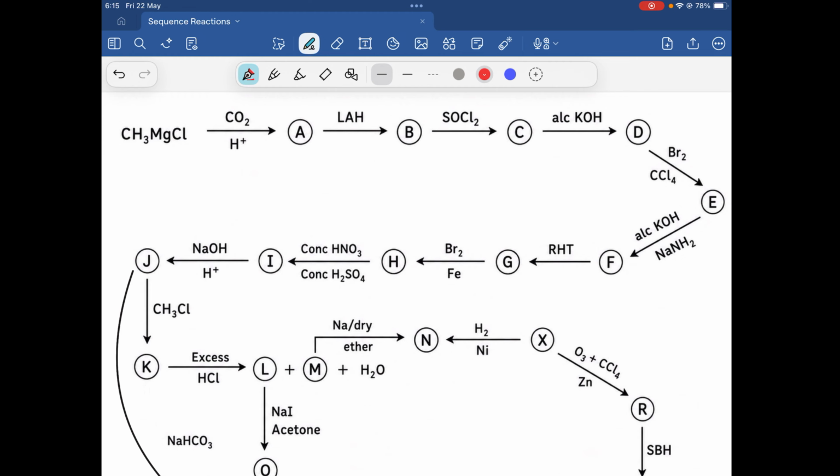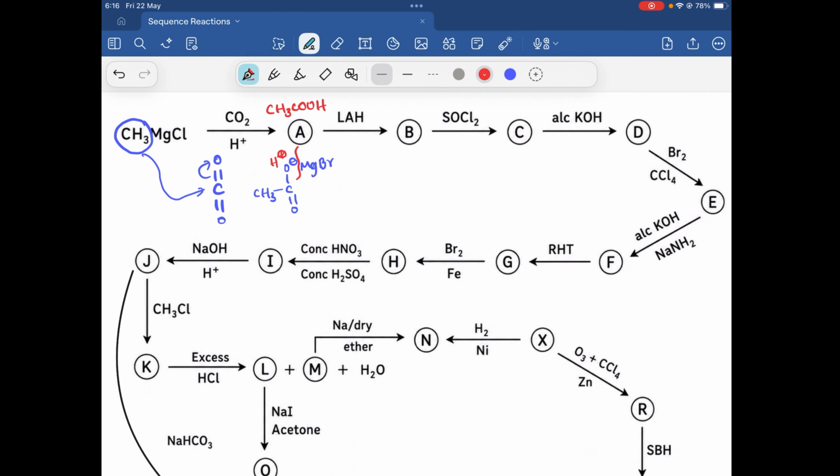Firstly we have CH3MgCl, which is methyl magnesium chloride, reacting with carbon dioxide in the presence of acid. So here you can do like this. The CH3 group, if I take carbon dioxide like this, the methyl group will attack this carbon, one of the bonds will break, so we'll get CH3 C double bond O minus, and this MgCl is bonded to this oxygen. Now you can break this bond and add H plus. So what do we get? Firstly we will get CH3COOH. So A is CH3COOH.